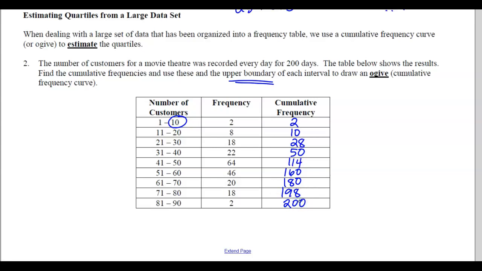Okay? Makes sense because we're told they recorded this data for 200 days. So the total of our frequency should be 200. All right, so turn over, and you may have to flip a little bit. I'm just going to change my view here.